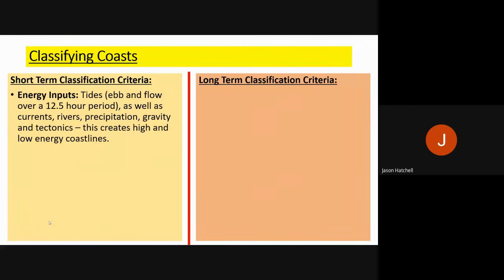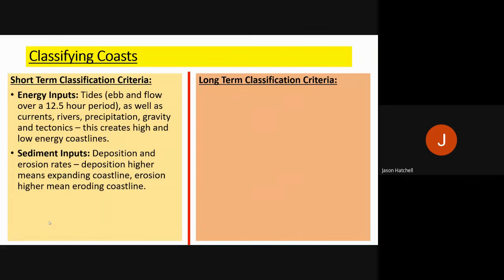So things that happen in the short term are tides from energy inputs, so the ebbs and flows, the highs and lows of those tides over a 12.5 hour period during the day, as well as current type and river flows and the amount of precipitation and gravity and tectonics and the change of those. And that creates our high and low energy coastlines overall.